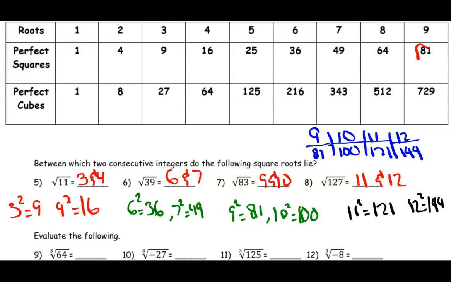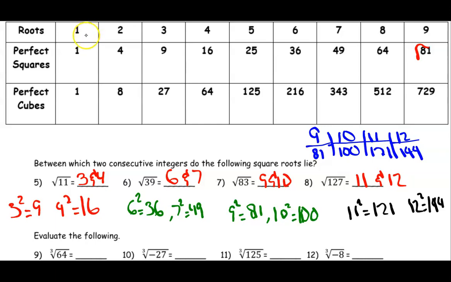Now on to the next few questions with perfect cubes. I like these questions because it just wants us to evaluate. We don't have to worry about the two consecutive integers. So the cube root of 64. What may happen to some of us is that we completely forget our times tables. So I want to show you a little trick that I realized.